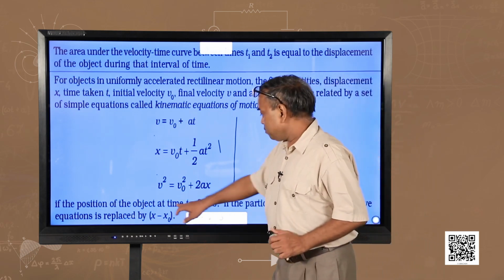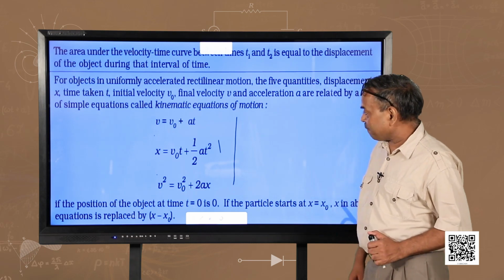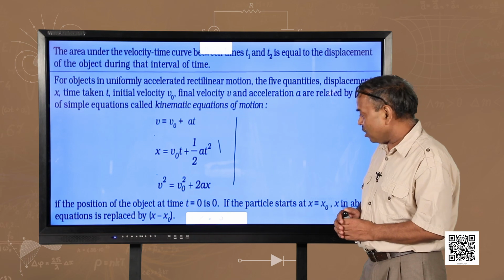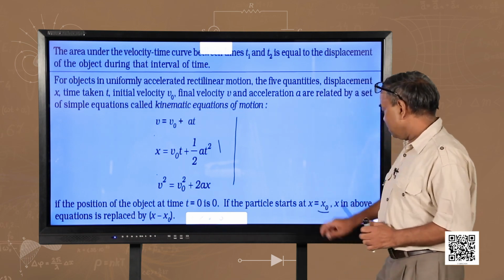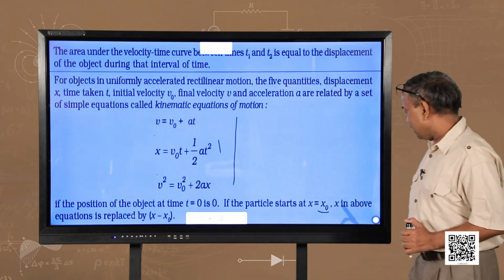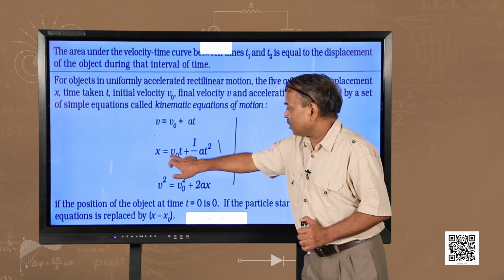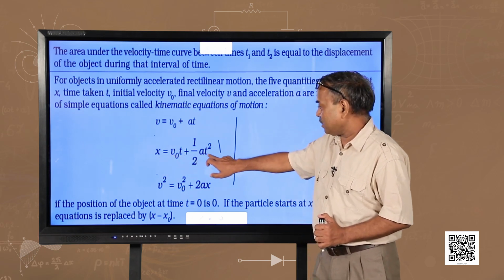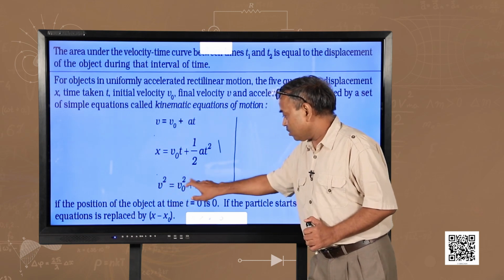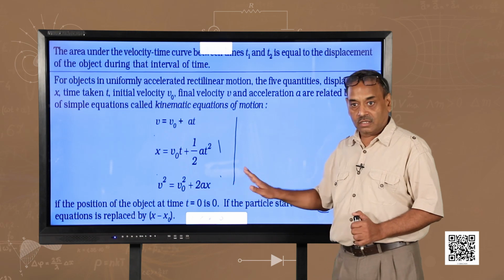So, if the position of the object at time t equal to 0 is 0, then these are the equations. Otherwise, if the position of the object at time t equal to 0 is x naught, then we will do nothing, but in place of x we will write x minus x naught. So, this equation will become x is equal to x naught plus v naught t plus half a t square, and similarly this equation will become v square is equal to v naught square plus twice a multiplied by x minus x naught, that is true.